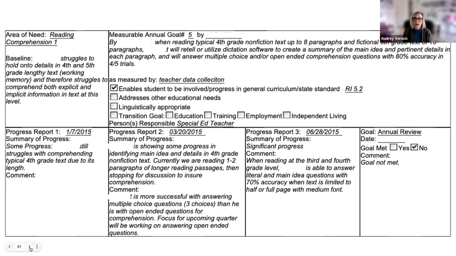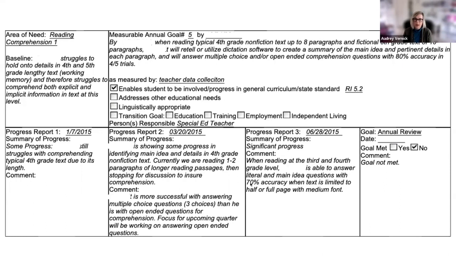This one was he'll be able to tell the summary of the main idea and pertinent details in each paragraph and answer multiple choice or open-ended comprehension questions. Again, here, the first comment is he still struggles with comprehending typical 4th grade text due to its length. Not a good progress report. I want to know, based on how this is written, that he was able to do this task that we want him to do with 80% accuracy, that right now he's only at 20% accuracy, right, in this first progress reporting period. That's fine. That's why we have the goal, but you want the data, right? And then you want he's showing some progress, et cetera.